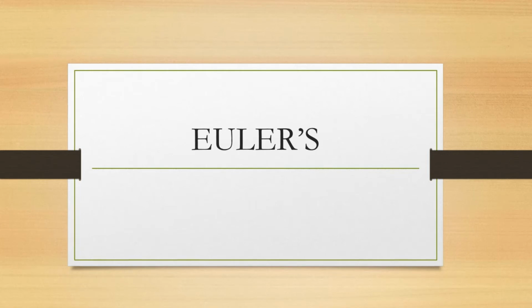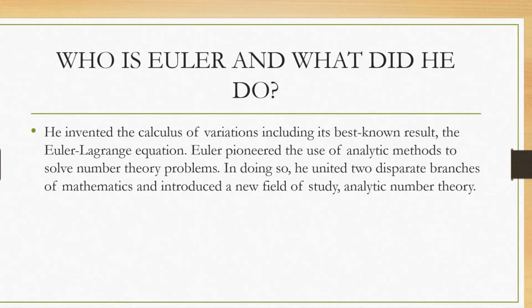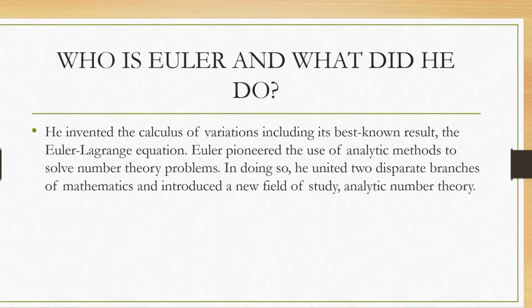Good afternoon. I'm from Group 2 and I was assigned to report this topic, which is Euler. Who is Euler and what did he do? He invented the calculus of variations, including its best known result, the Euler-Lagrange equation. Euler pioneered the use of analytic methods to solve number theory problems. In doing so, he united two disparate branches of mathematics and introduced a new field of study, analytic number theory.